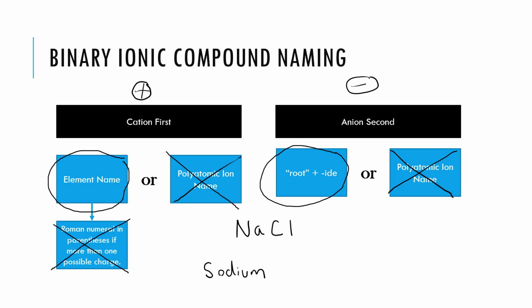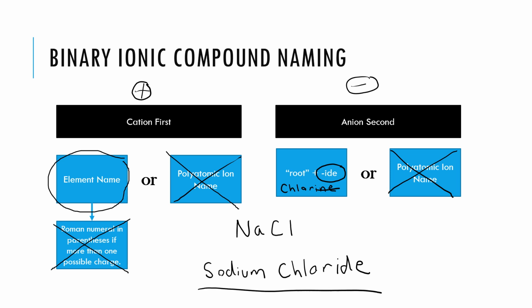Now here's where the second rule comes in. We have something that says root plus IDE. In this case, Cl is chlorine. We only want the root of this word, which is chlor. We're going to cross off this ending, and we're going to add IDE as the new ending. So instead of chlorine, it gives us chlor plus IDE, or chloride. The name of NaCl is sodium chloride.